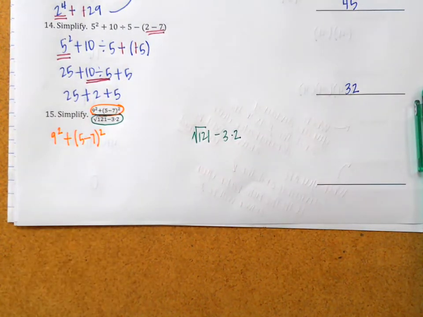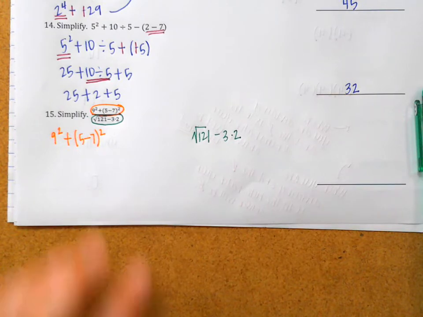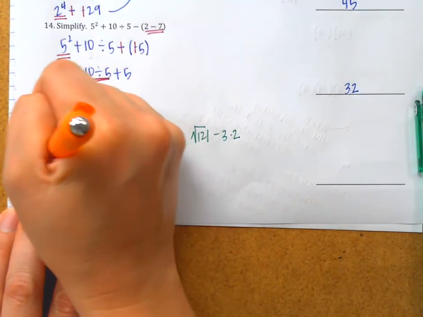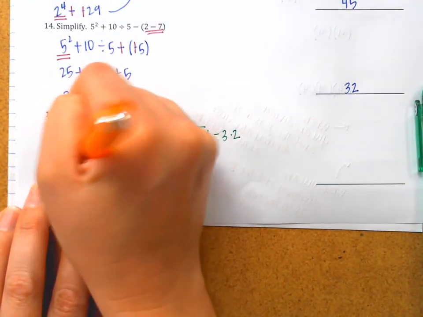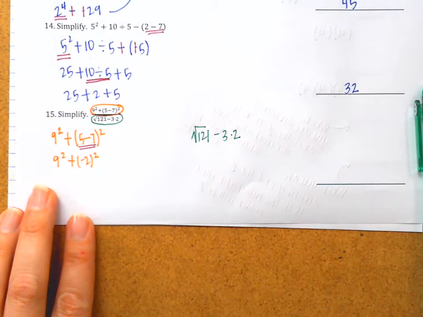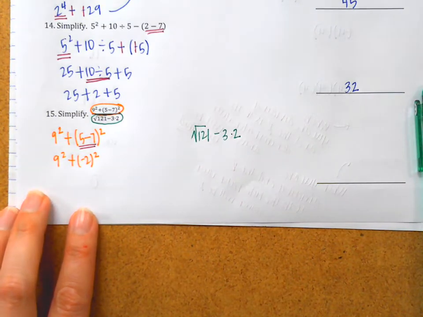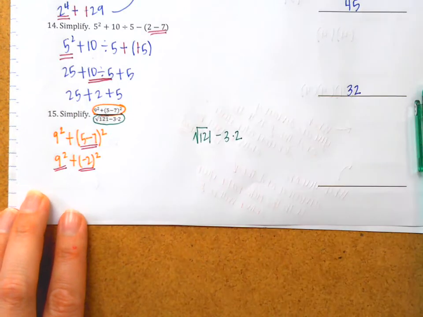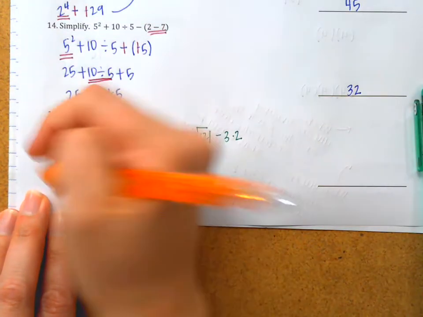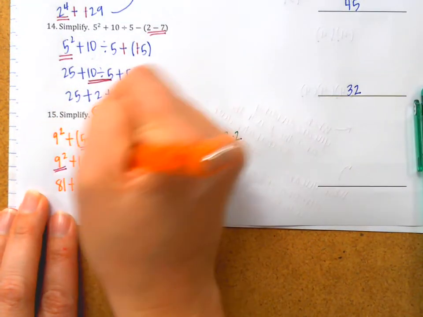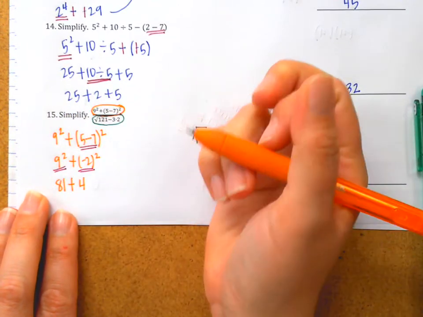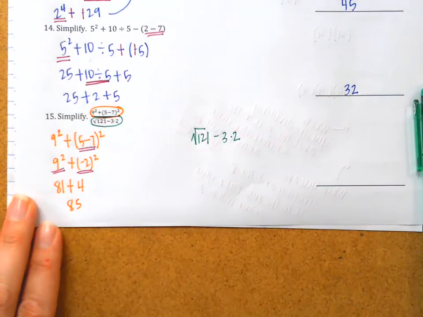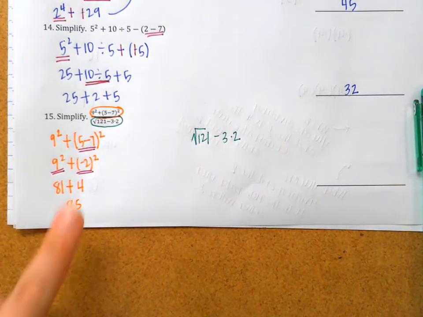First thing I need to do is my grouping symbols. 5 minus 7. 5 minus 7 is negative 2. Then I want to do my exponents. I can do both. I can kill 2 birds with 1 stone here. 9 squared and negative 2 squared. 9 squared, 9 times 9 is 81. Negative 2 squared is 4. And then 81 plus 4 is 85. Okay, so I simplified the top.